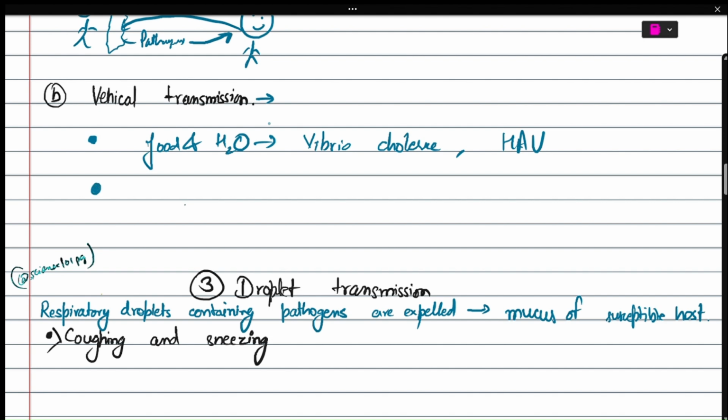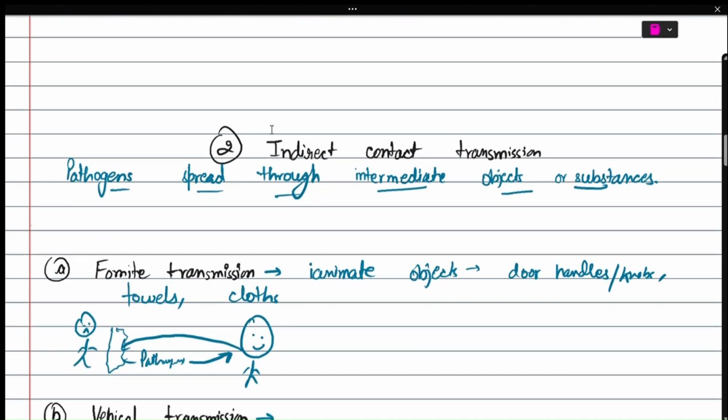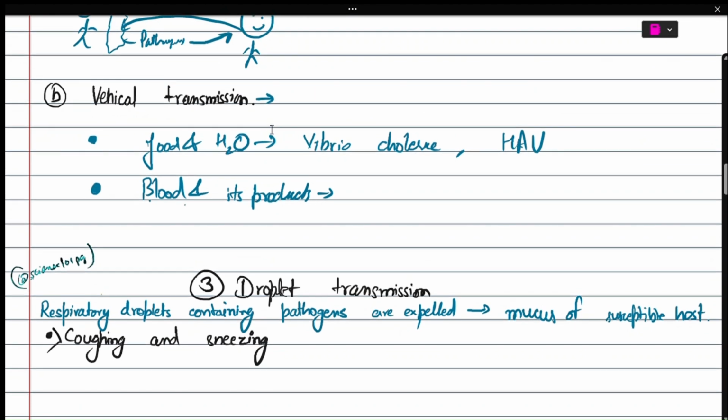Apart from this food and water, we also have blood and its products. Okay, now this blood and its products can also come under indirect contact transmission. And you will ask how. Suppose there was an accident and a person is getting a blood transfusion, and if that blood was carried from an infected person to a normal person, then there are chances that that blood might contain some pathogen if not tested.